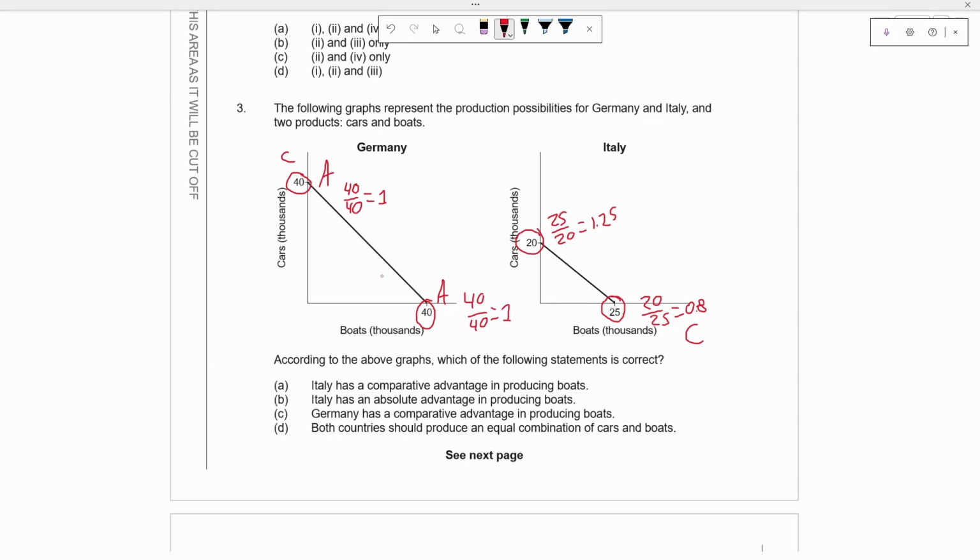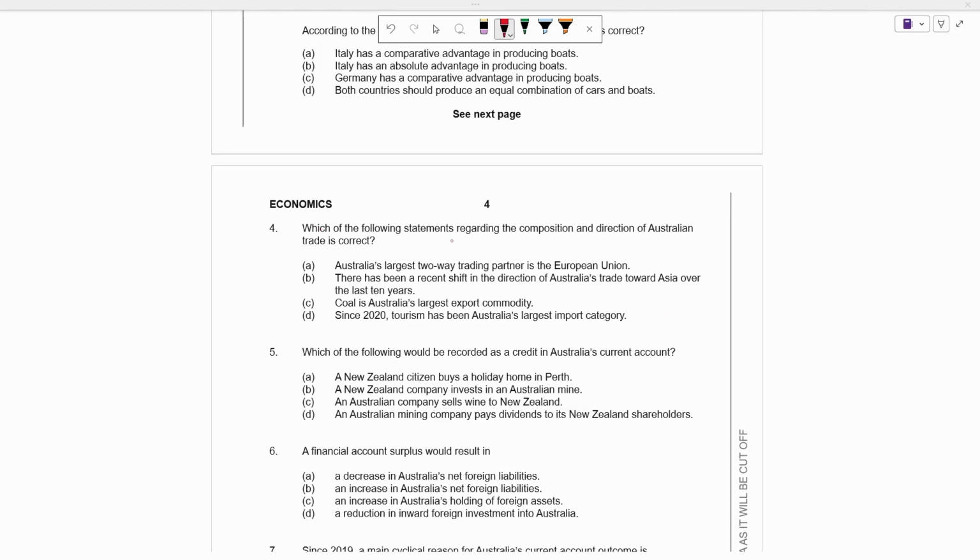Now let's go through the answers. A, Italy has a comparative advantage in producing boats. This is true, and answer A is correct. Which of the following statements regarding the composition and direction of Australia's trade is correct? This is a 2022 paper, but let's go through the answers.